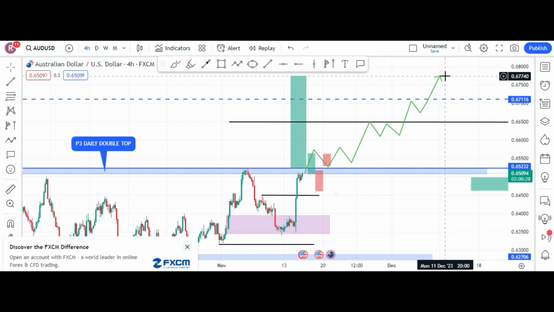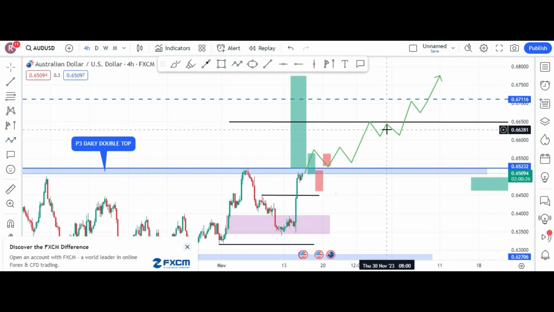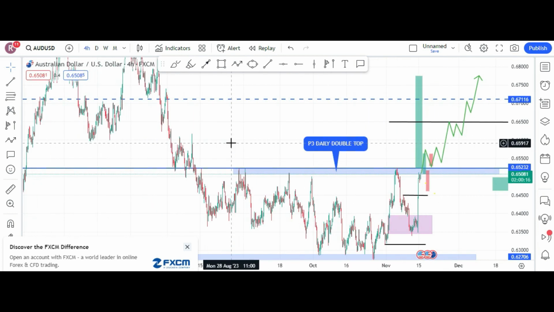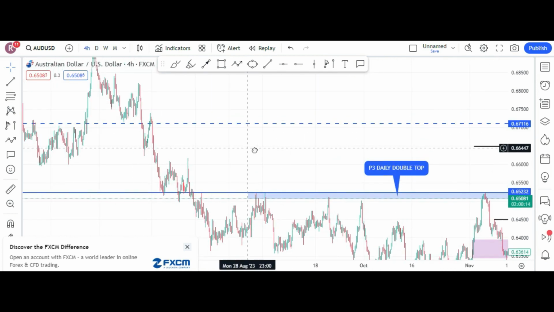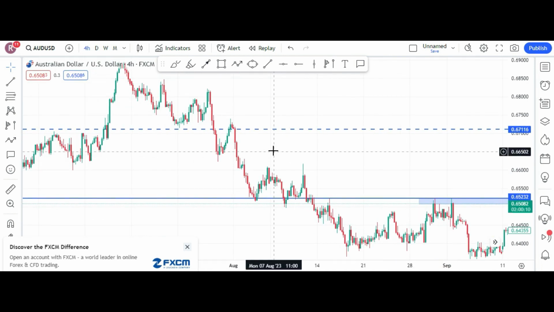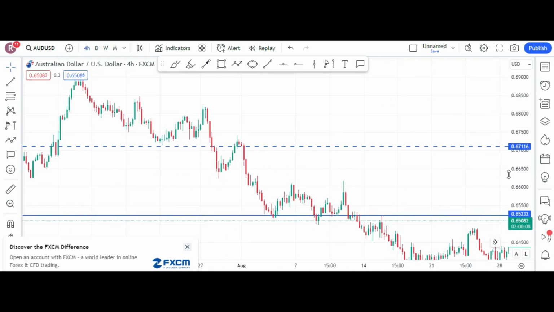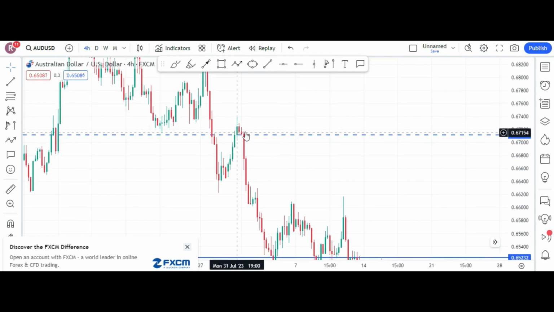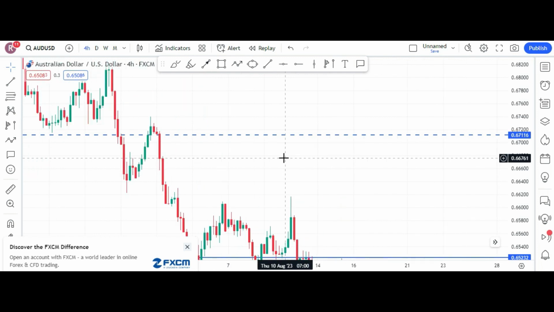But any place from here or here, the price can start creating a double top, especially here it can create a double top. And can you see this half? We have every chance that the price will react from here, because this is a very good supply zone. If you can see, this is a very good supply zone.